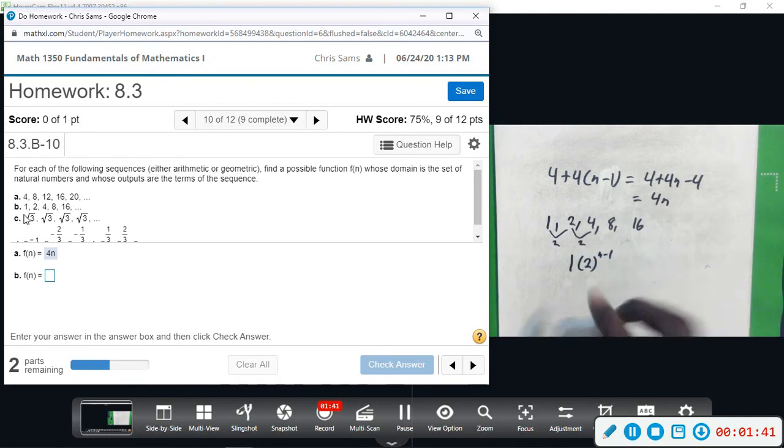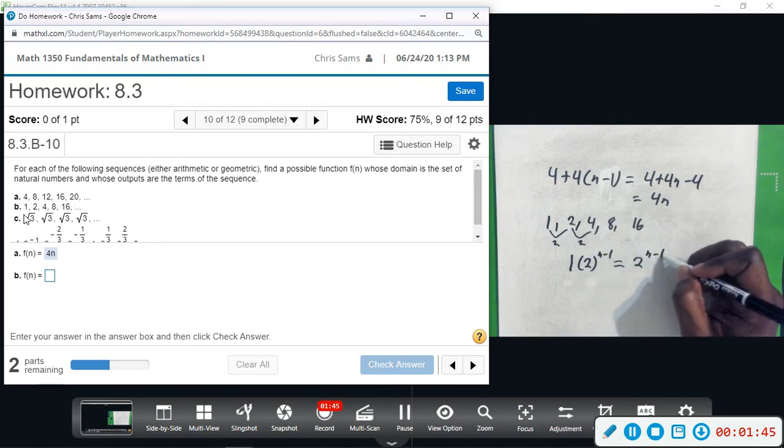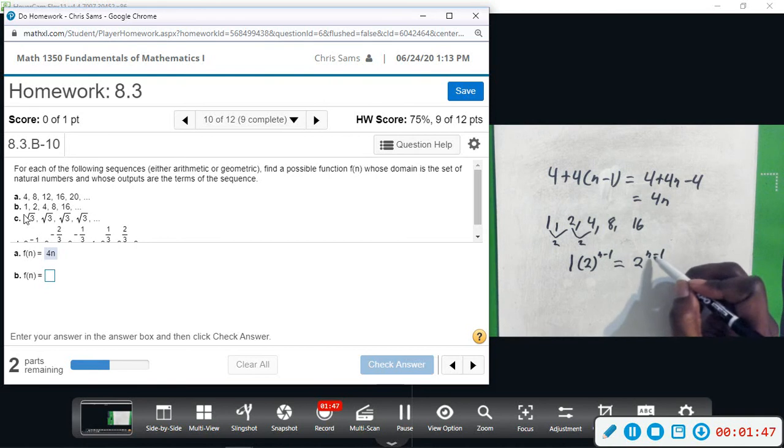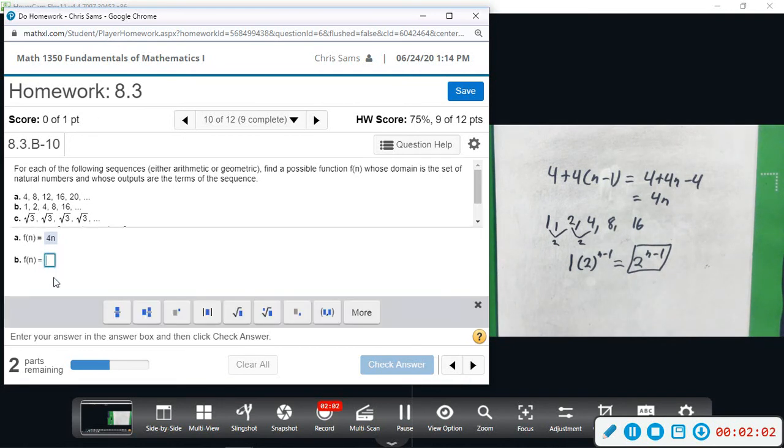And when we multiply times 1, we just get 2 to the n minus 1 power. So if you plug in 1, you'll get 2 to the 0, which is 1. Plug in a 2, you get 2 minus 1 is 1, 2 to the first power is 2. So this will give us our function for part B. So 2 to the n minus 1 power.